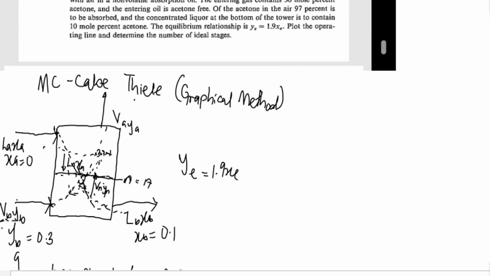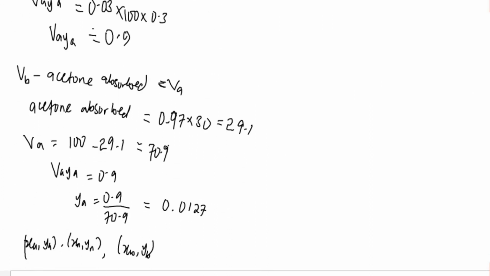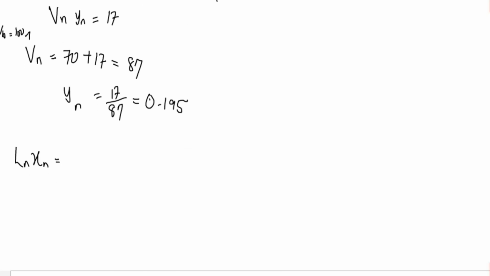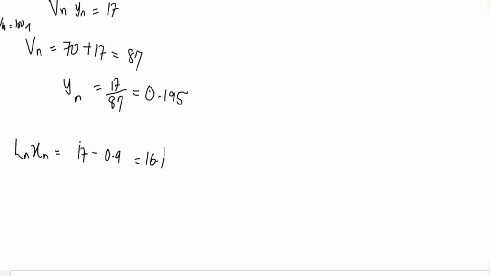So at this plate N, LNXN is going to be my total acetone that comes in minus the acetone that leaves altogether. The acetone that leaves altogether is VAYA. We have already accounted for it to be 0.9, right? So LNXN is going to be the acetone that reaches plate N, 17, minus the total acetone that leaves the whole column, 0.9, which is equal to 16.1. So now I have LnXn to be 16.1. Then I have to account for Ln. After accounting for Ln, then I will know what my Xn is.